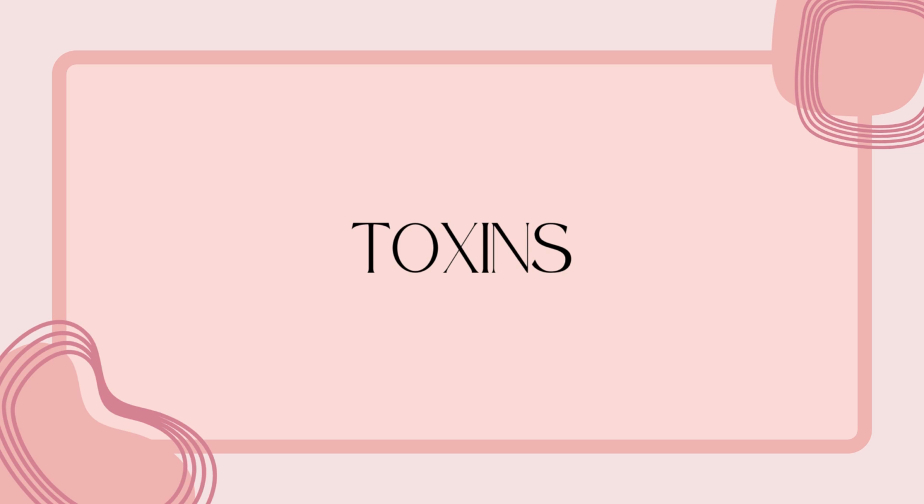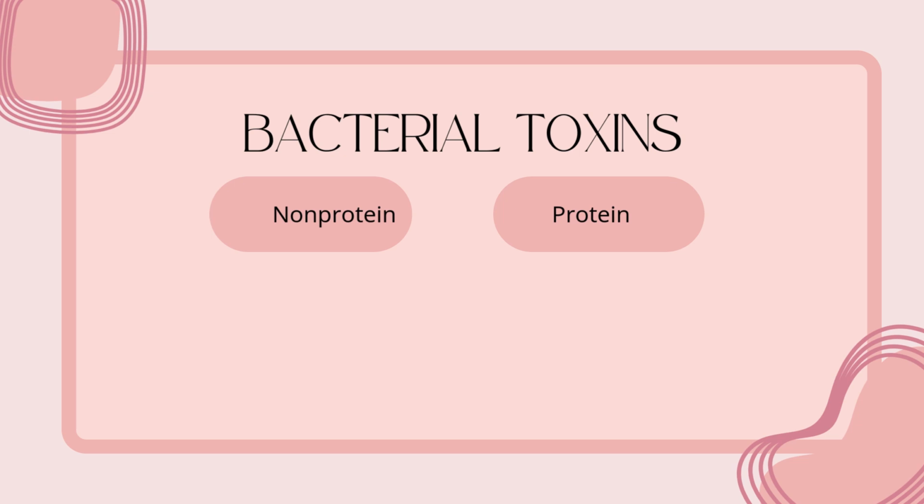Toxins. Bacterial toxins. The bacterium produces a substance that is toxic to human cells. The toxin causes the symptoms of diseases. We consider examples of each of the different types of bacterial toxins: non-protein toxins, and peptide and protein toxins.